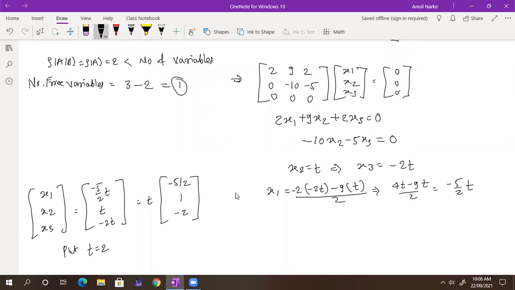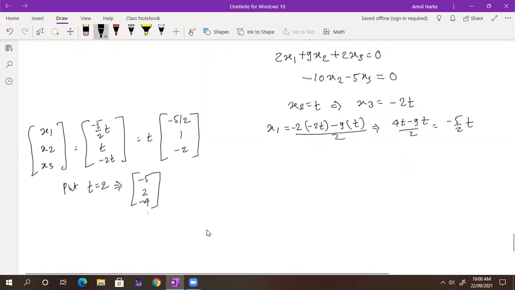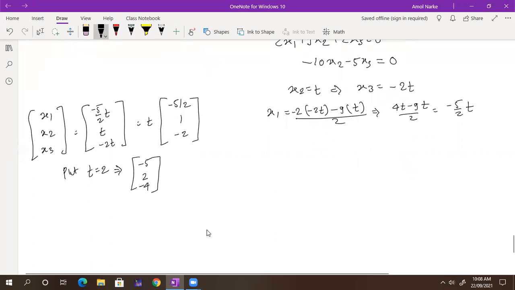so if I substitute t equal to 2, what I am getting, that vector multiplied by 2, I am getting here minus 5, 2, minus 4. Is it okay? Yes, sir. You can substitute this also. Someone is saying, sir, I can substitute t equal to 1. This is also correct. This is also an eigenvector for different t.